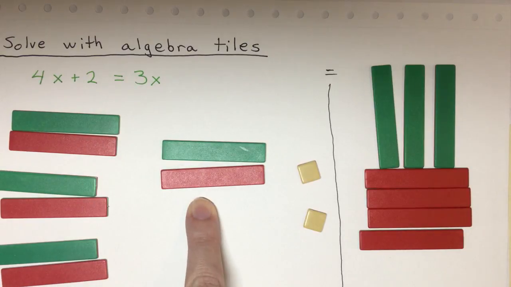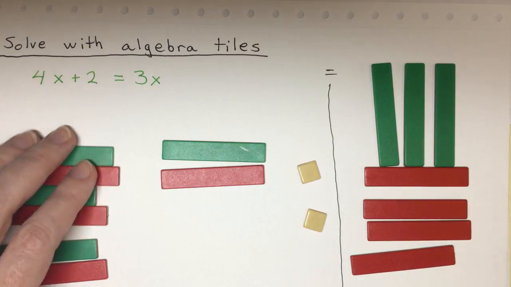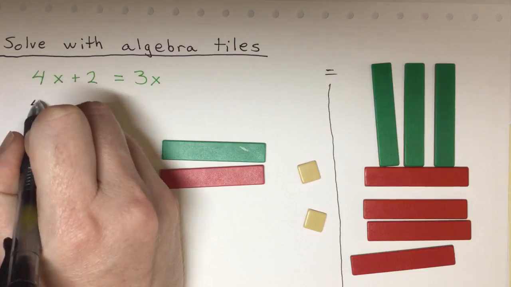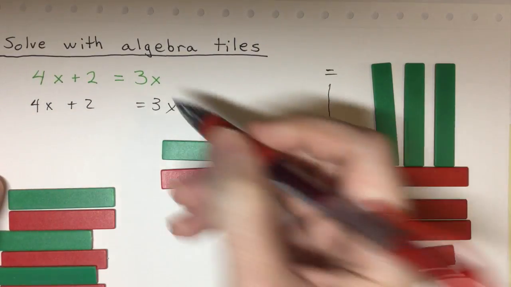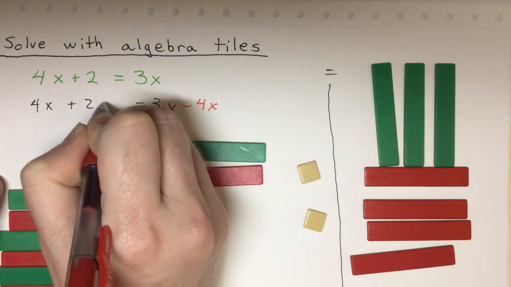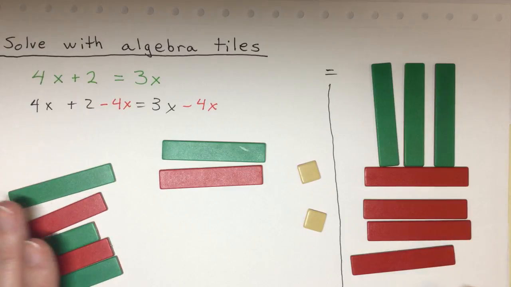So what have I just done? Well, I've added a negative 4x to each side of the equation. So I have my 4x plus 2 equals 3x, and I'm subtracting 4x from both sides. So that's the notation for what I've done physically.